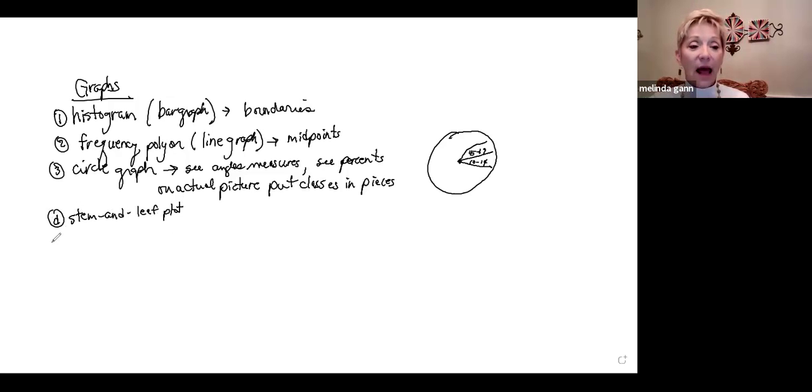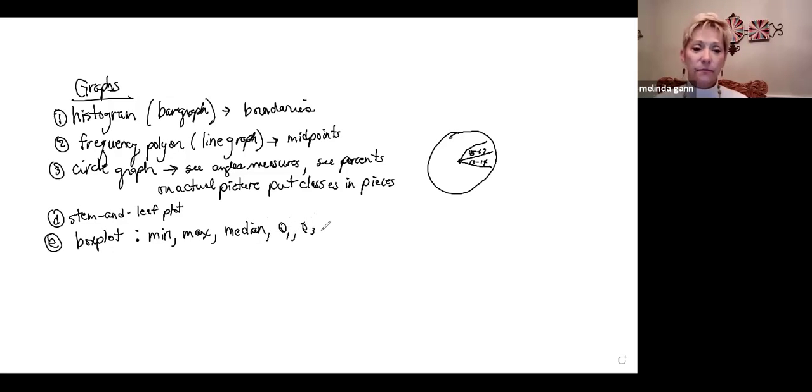Okay. And then the last graph actually comes out of chapter 3, and that's a box plot. Okay. Now remember, in a box plot, you need 5 particular numbers. You need your minimum, you need your maximum, you need your median, you need Q1, and you need Q3.